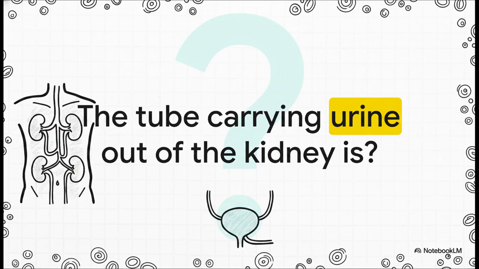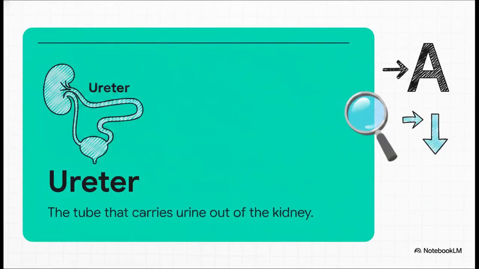Be really, really careful how you read the wording on this one. The answer is the ureter. The trick here is that examiners will actively try to trip you up between the ureter and the urethra. The ureter connects the kidney to the bladder. The urethra carries urine out of the body.